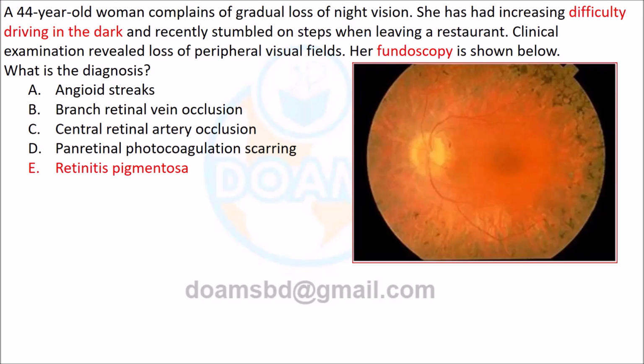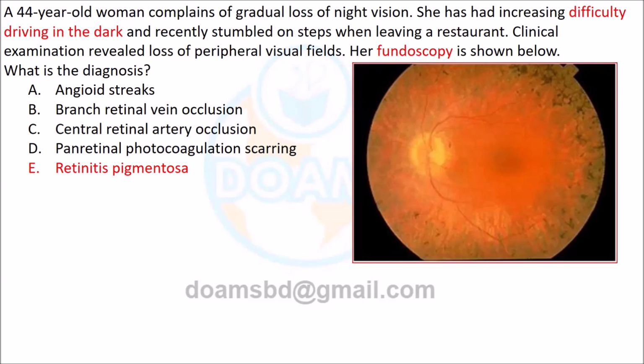There are some associated diseases also, especially biochemical abnormalities, but today we will not be discussing this. In the periphery it is called bone spicule appearance. This is the pigmented area. Now try to learn the presentation of the patient: gradual loss, not sudden, and difficulty driving in the dark. As the periphery of the retina is damaged, the rods are damaged. Rods and cones are in the retina. So peripheral vision is a problem, and in the darkness it is a problem.